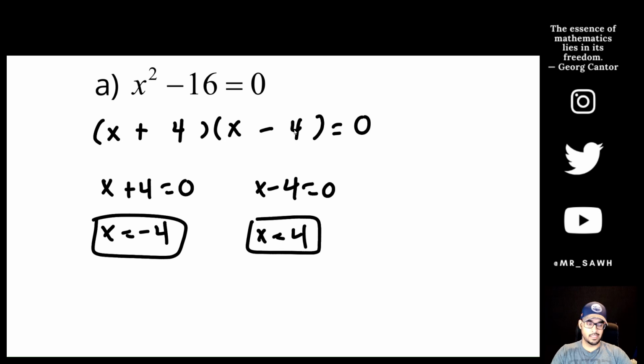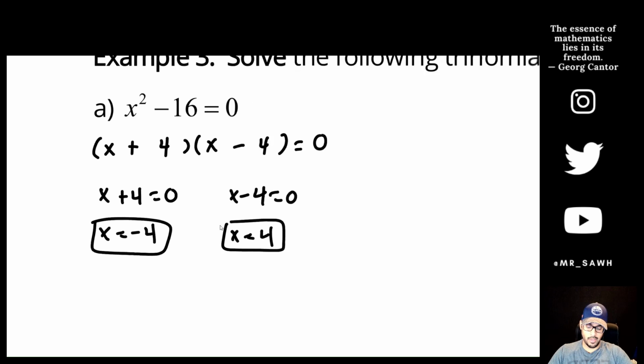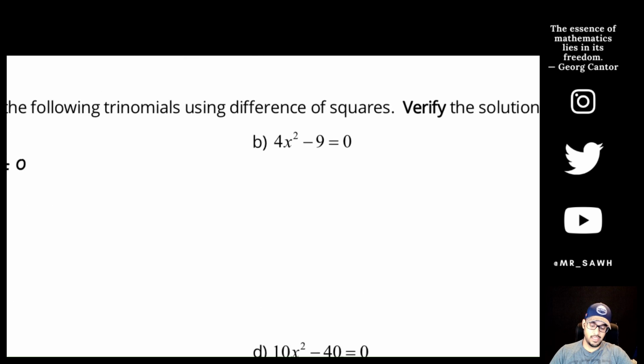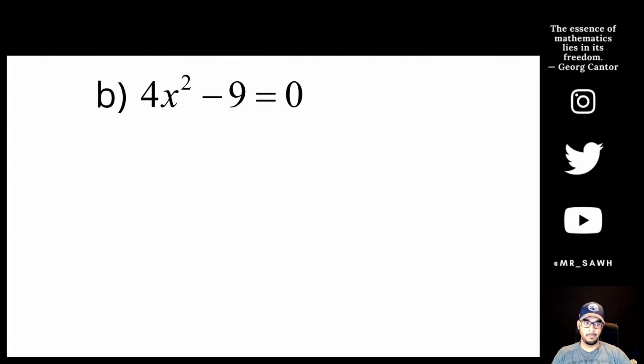So there are my two x-intercepts. A difference of squares case is quite nice because they're very easy to factor, relatively speaking, compared to the other polynomials. So again, this is a difference of squares, because 4x squared is a perfect square, and so is 9, and there's a subtraction sign.